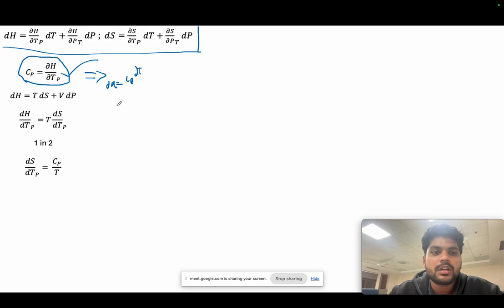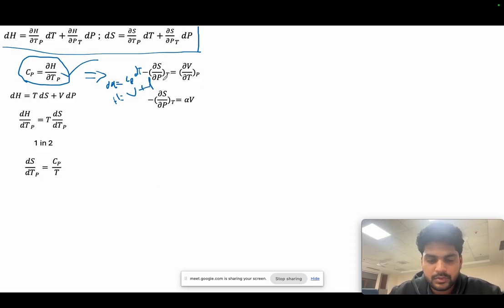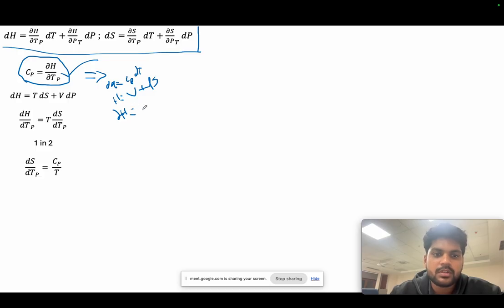Okay, keep it like this. Now enthalpy is nothing but U plus PV. So if I take U plus PV, then I will do the differentiation. What is U? U is nothing but Q plus W plus PV. I think I'm writing correctly.